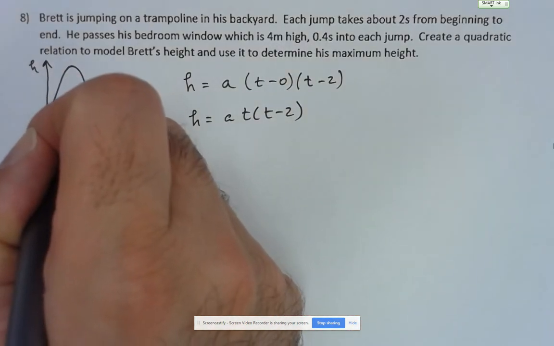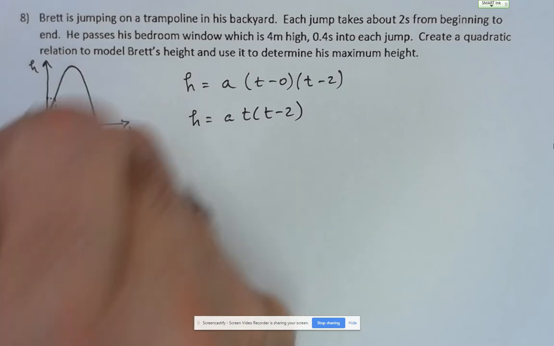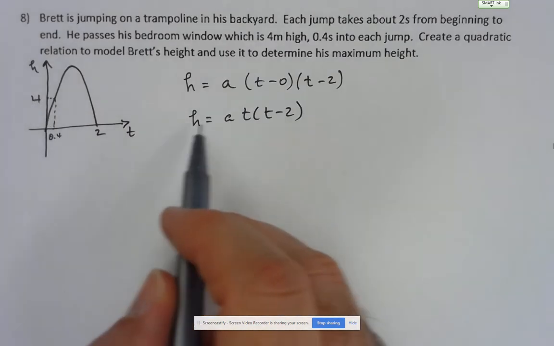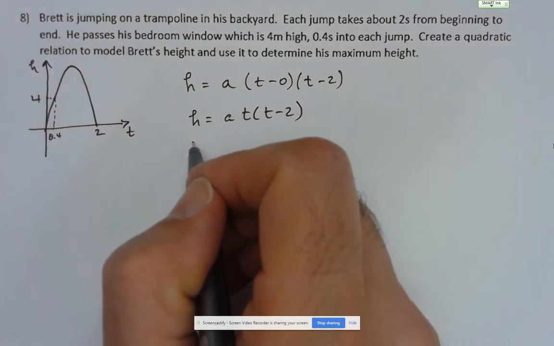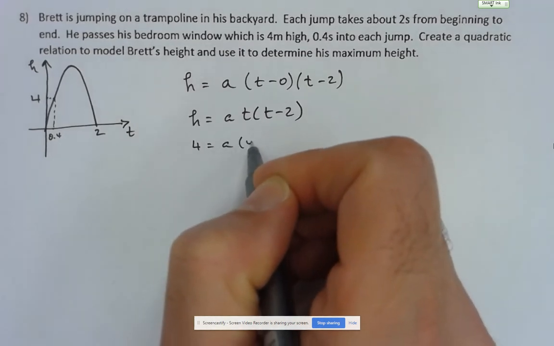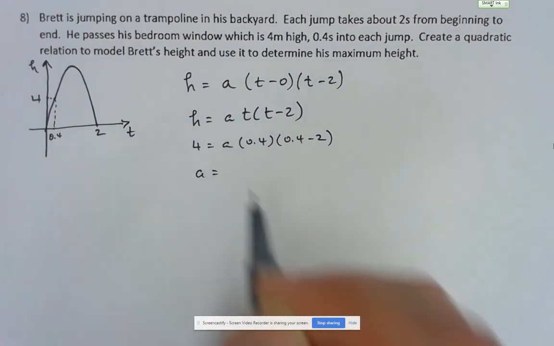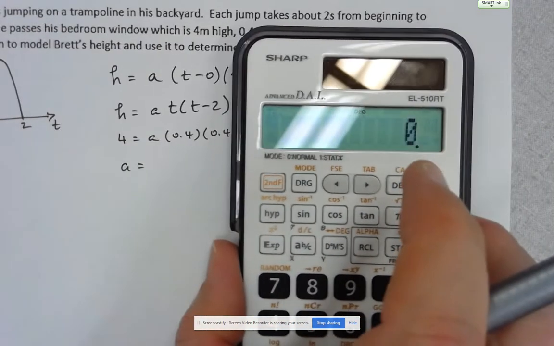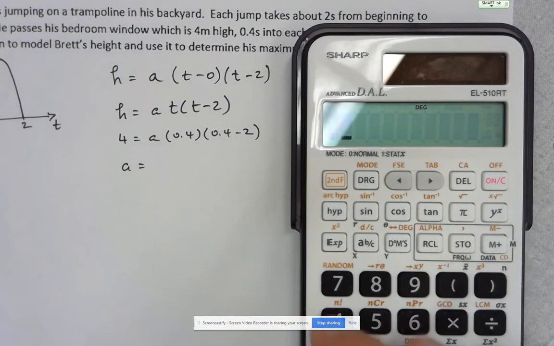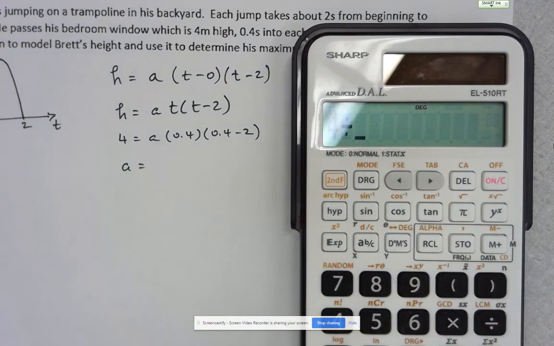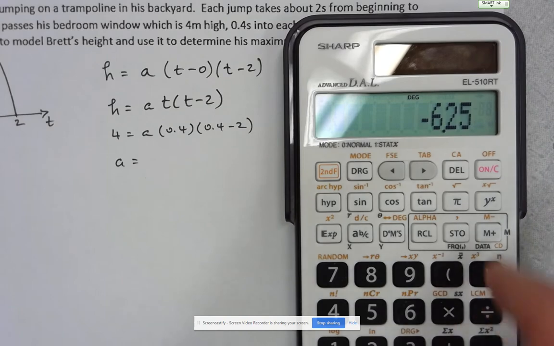At 0.4 seconds, somewhere here, the height is going to be 4 meters. So all I'm going to do is input this point into the function to find the a value. When the height is 4, the time is equal to 0.4. Let's use that to calculate the a value. So here, 0.4 minus 2, times 0.4. Then I'm going to do 4 divided by that answer, and it's negative 6.25.